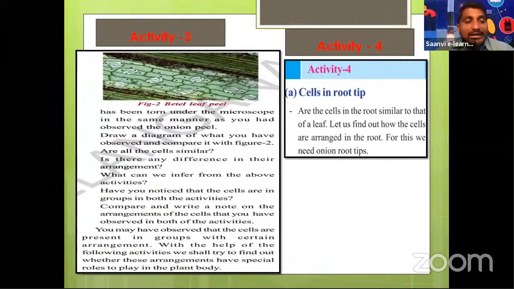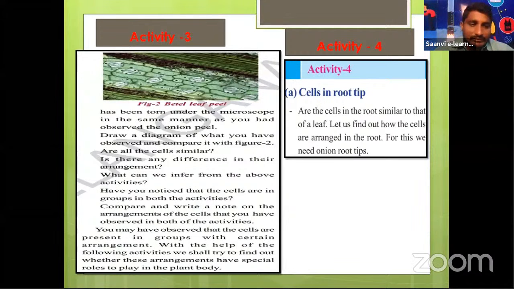These cells are arranged in groups, children. Yes, the cells are arranged in groups, right? Yes, very good. Have you noticed that the cells are in groups in both the activities? Which activity? Beetle leaf peel activity and onion peel activity, cells in onion peel and cells in leaf peel. The cells are arranged in groups, right?